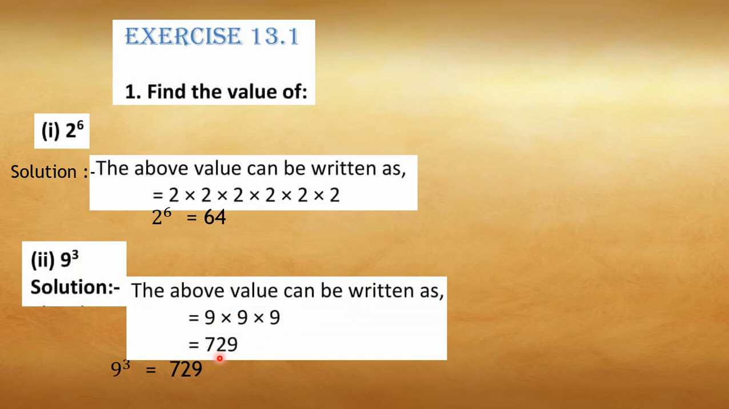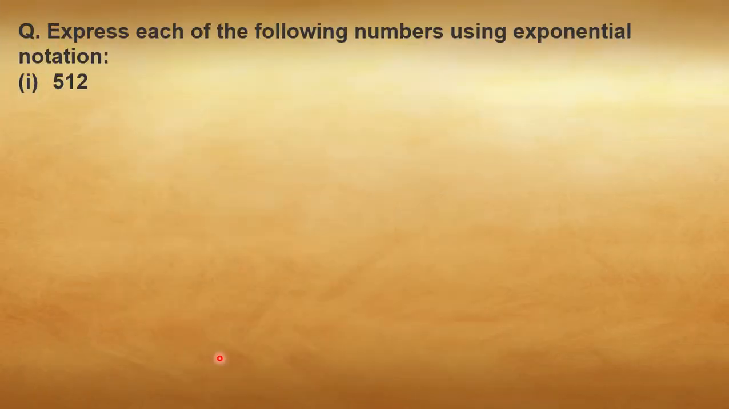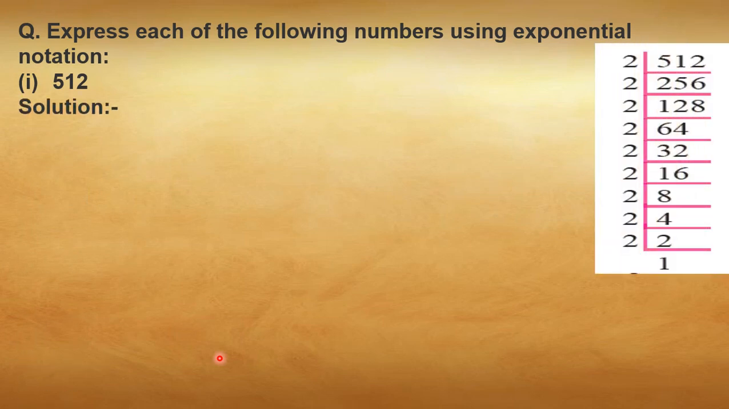Similarly, when a number is given and we are asked to write its exponential form, how do we do it? It's very simple, by finding the prime factorization. Here, for 512, we use prime factorization. 512 is divisible by 2, giving 256. The unit place is 6, so again we divide by 2. 256 divided by 2 gives 128. The unit place of 128 is 8, so it is divisible by 2.